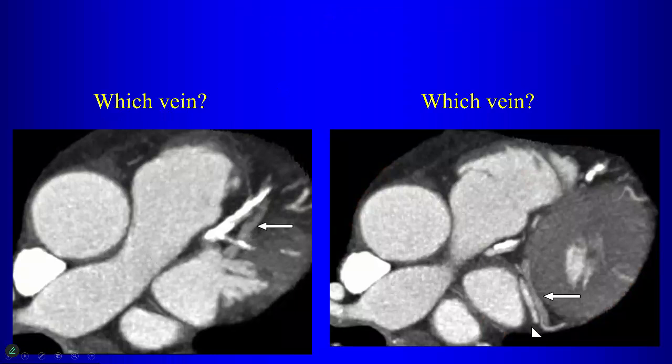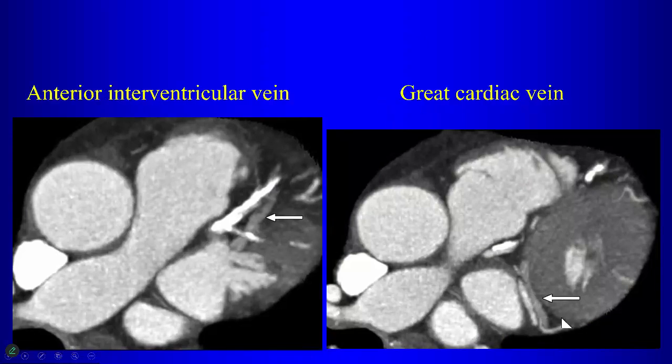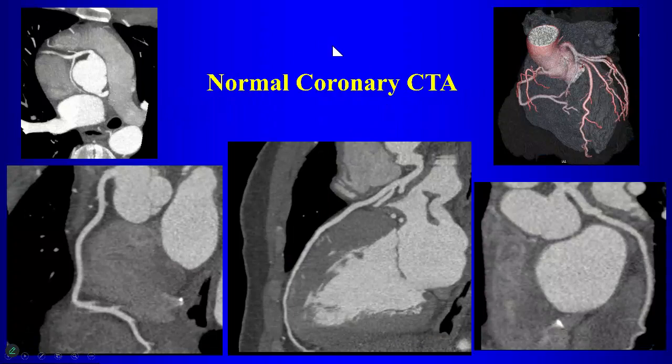So what artery is this? Left circumflex. Yeah, that would be the left circumflex. It's running in the left atrial ventricular groove. So you said this vessel is? Great cardiac vein. That's the great cardiac vein. Okay. So that runs in that left atrial ventricular groove.